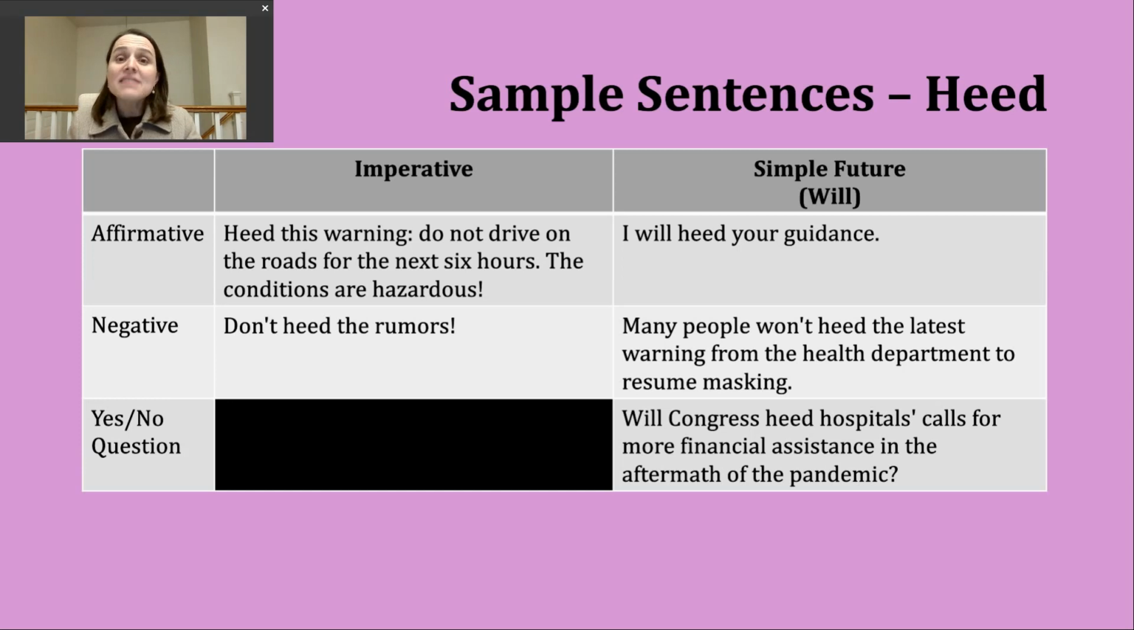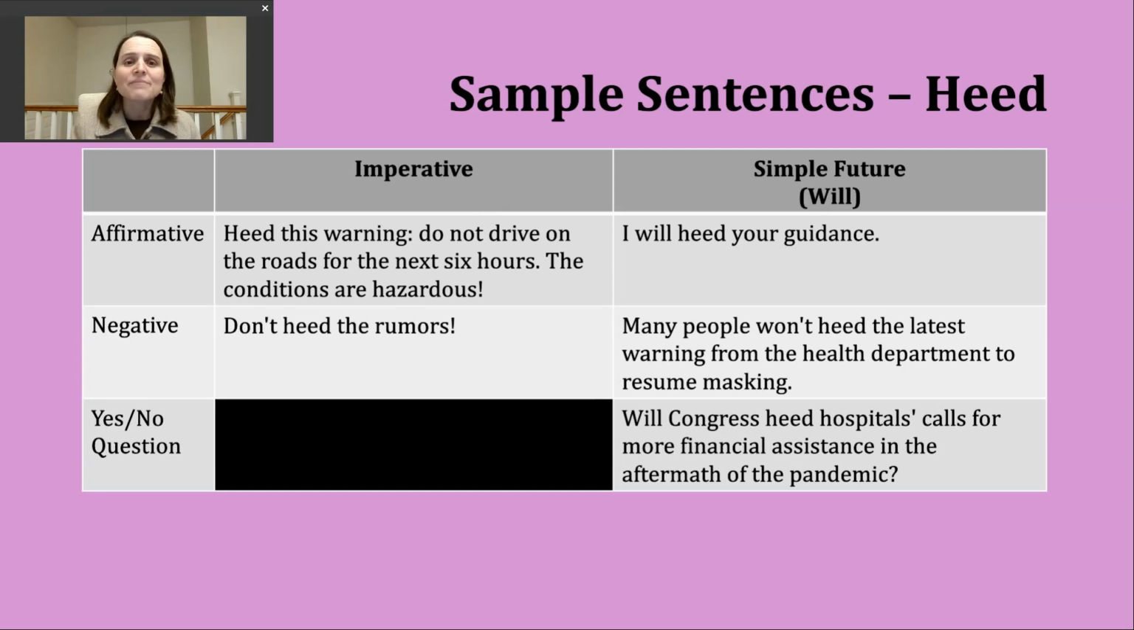Okay? In the affirmative, to make an imperative sentence, what I can do is just start my sentence with the base verb. So I'm not adding any additional endings or suffixes to the verb. Okay, let's take a look at an example sentence.